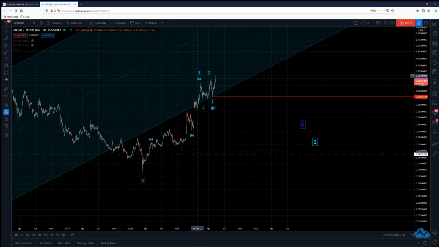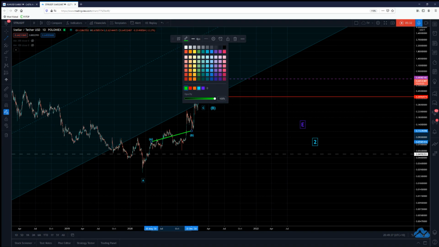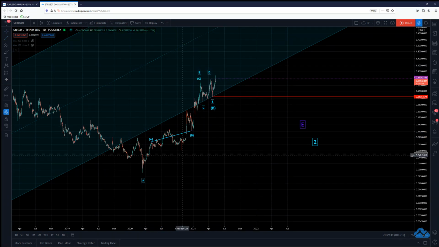Now, this particular B wave, the A wave ended here. Then we had a 3-3-5 pattern. Okay, so basically the B wave started here and it ended there. So that's why I just had to go back and re-look at this, because then you had your C wave, which was obviously the last part of the zigzag.